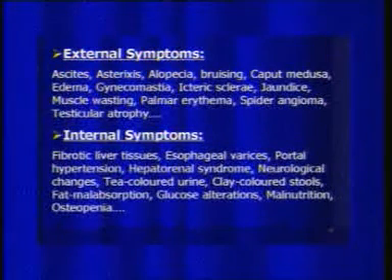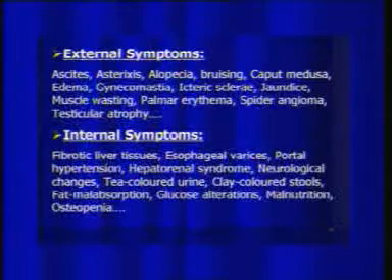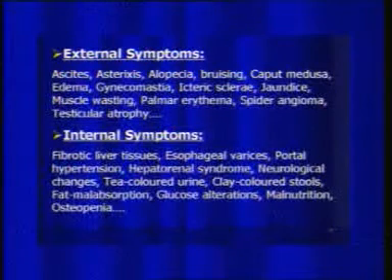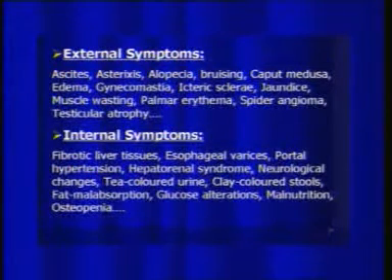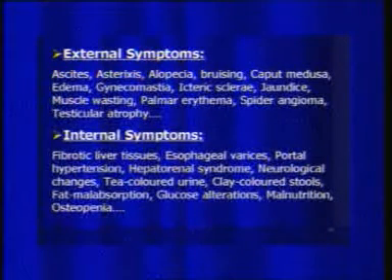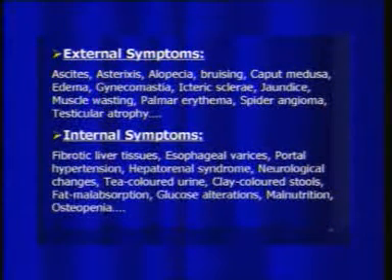Then there is hepatorenal syndrome. This is associated with portal hypertension when the circulation of the liver is not normal. There will be neurological changes, tea-colored urine, clay-colored stools, massive fat malabsorption, that is steatorrhea, glucose alterations, malnutrition, osteopenia.